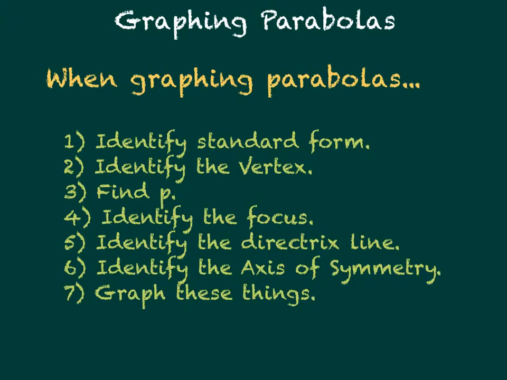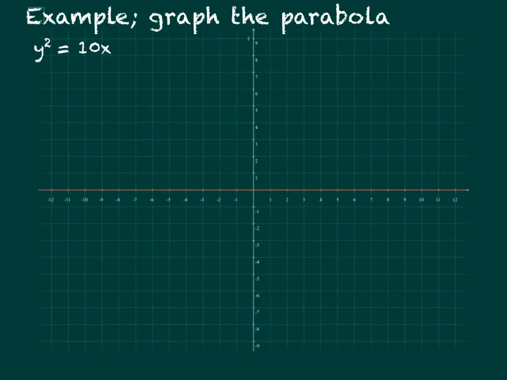Once you have done all that, then you can do the final step, which is the actual graphing of all of these different aspects. And then that'll tell you exactly where to draw the parabola. In this first example, we have already found our standard form equation, and that is y squared equals 10x. So that would mean that my vertex is 0, 0.